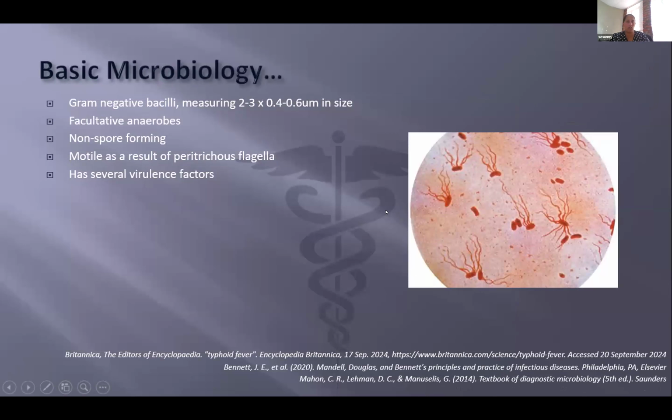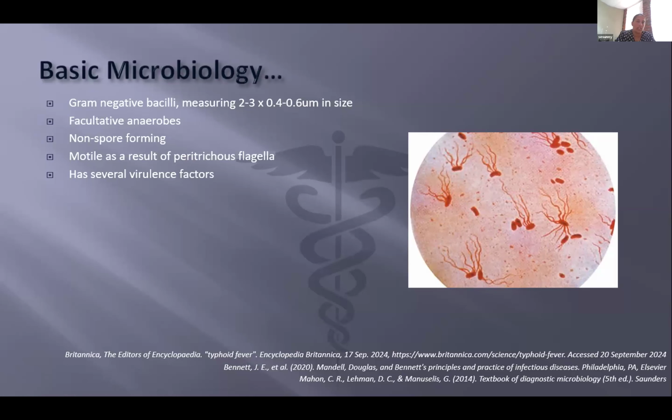Then looking at the basic microbiology, it's a gram-negative bacillus. It measures 2 to 3 by 0.4 to 0.6 micrometers in size. They are facultative anaerobes, non-spore forming. They're motile as a result of these peritrichous flagella, and they have several virulence factors that I will speak a bit more about in detail in the following slides.